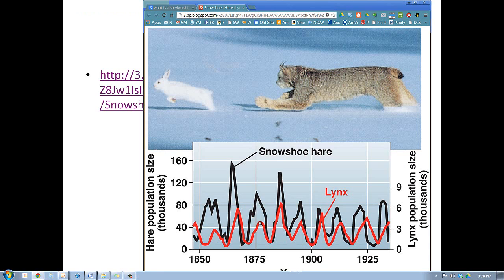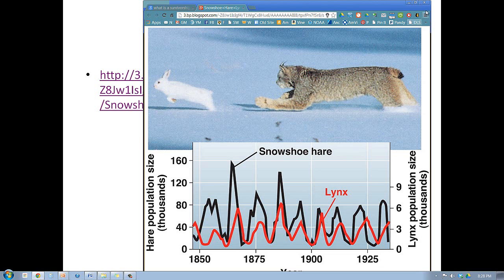On the left y-axis, we have the size of the hare population. On the right, we have the lynx. And you can see how the cycles of these two populations are connected. When there's a lot of lynx, the rabbit or the hare population starts to go down. As that decreases, the lynx start to die, and then the hare population can increase, and so on and so forth.